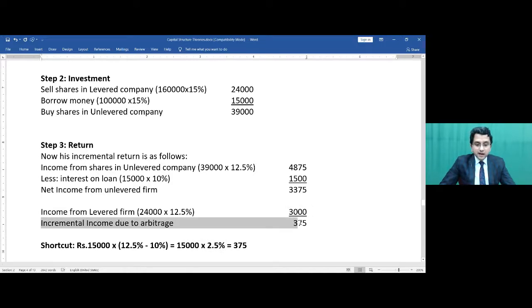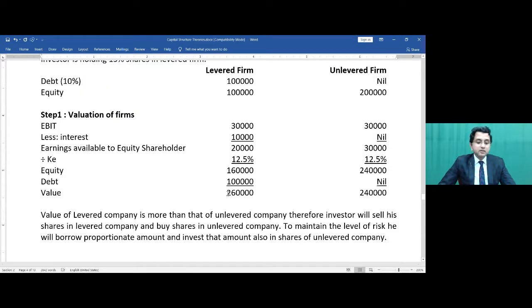If arbitrage is happening, every rational investor will try to sell his holding from the levered company and will try to buy the unlevered company. So there will be a selling pressure on the levered firm, and slowly and gradually its price will reduce. And there will be buying pressure on the unlevered firm, so its price will increase and equilibrium will be established.